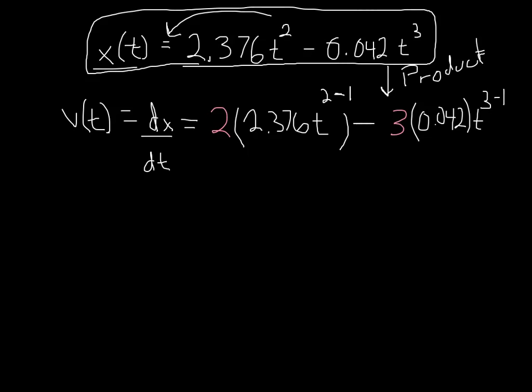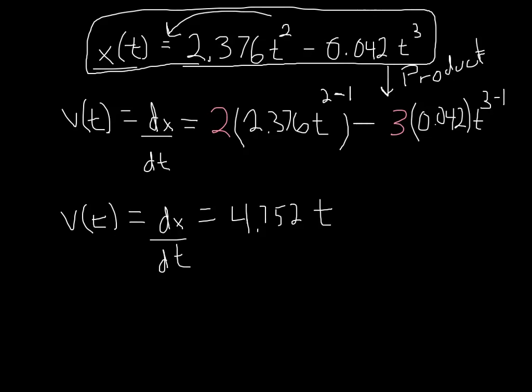Now I can write this all out. I can multiply my things together, so I get v of t, the first derivative, the derivative of position with respect to time, is going to be equal to 4.752 times t minus 0.126 times t squared. From here to here is just pure algebra, which we should definitely all be able to do.